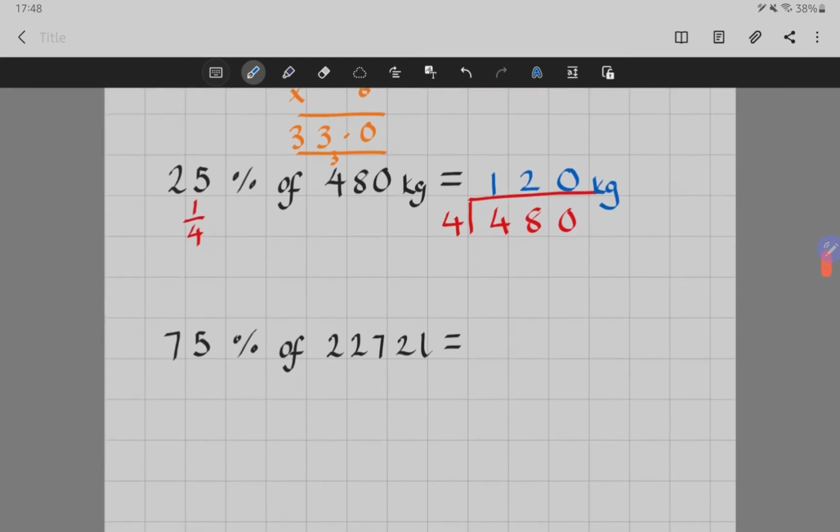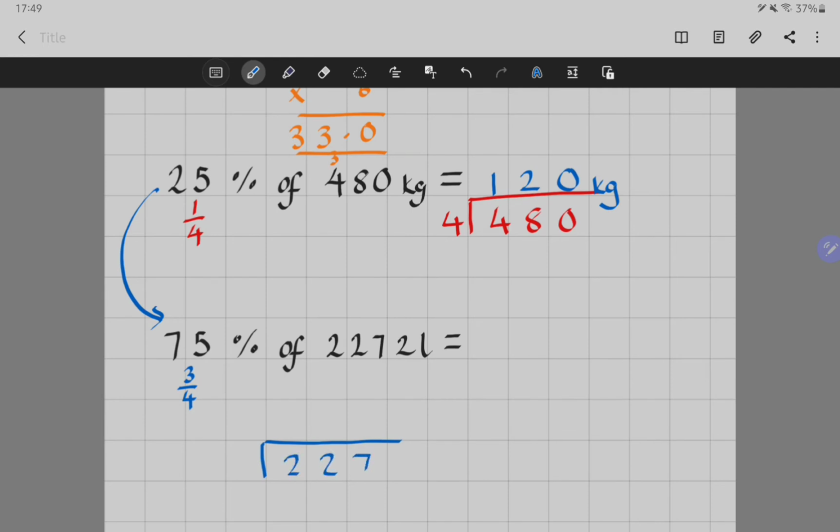Nice and simple that one, because we just had to divide by 4. How about this one then? 75% of 2,272 litres. So 75%, well, you might have noticed a relationship between 25 and 75. Well, 25 is 3 times to make 75. So straight away I know that this is going to be worth 3/4 of that amount. So I need to find 3/4, so I'm going to do 2 steps. I'm going to divide by 4 and then multiply by 3.